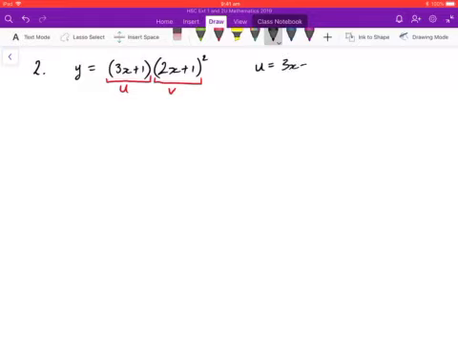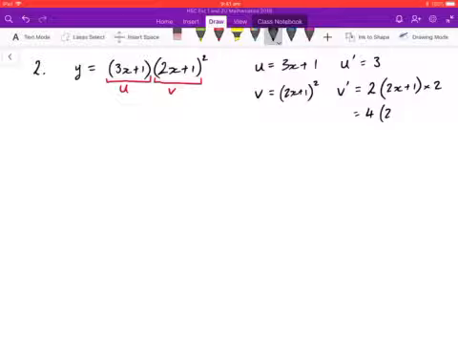So I'll write u is equal to 3x plus 1, and u dash, as in the derivative of u, is equal to just 3, right? You differentiate 3x plus 1, you just end up with 3. v is equal to (2x plus 1) all squared. So v dash is going to be equal to, well, you bring the 2 down, (2x plus 1) to the power of, reduced by 1, and then it's the derivative of what's on the inside, which is multiplied by 2. So it actually becomes 4(2x plus 1).